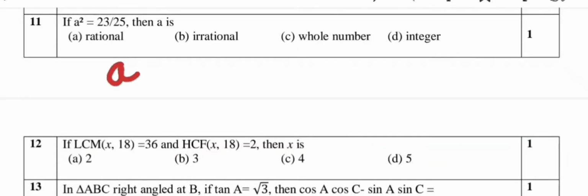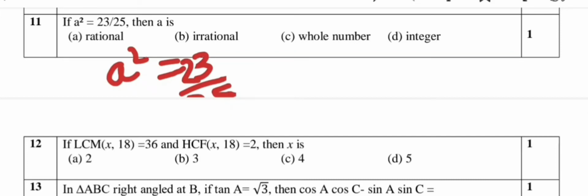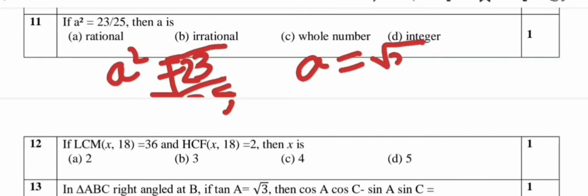Now let's continue from question number 11. If a square is 23 by 25, then a is. Now let us see what type of number is a. If a square is 23 upon 25, what will be a?